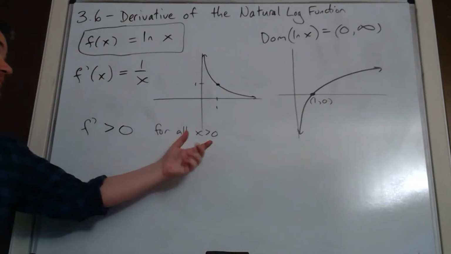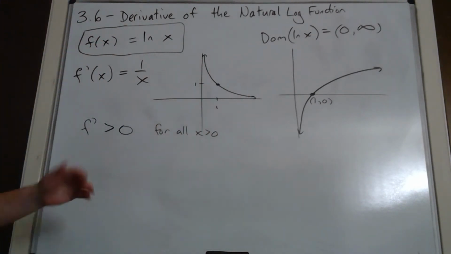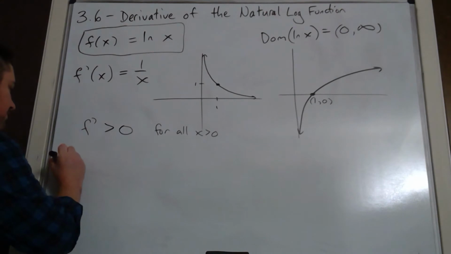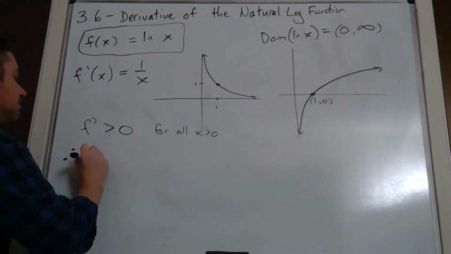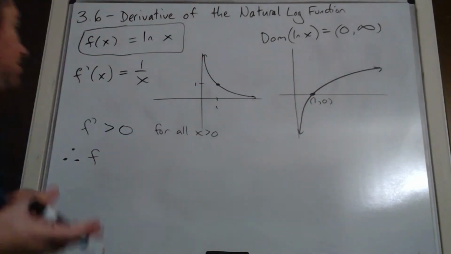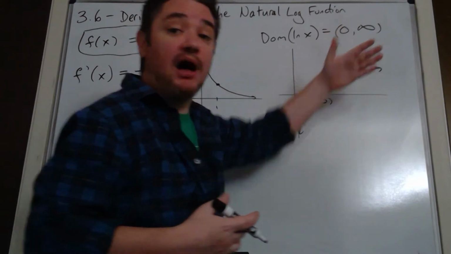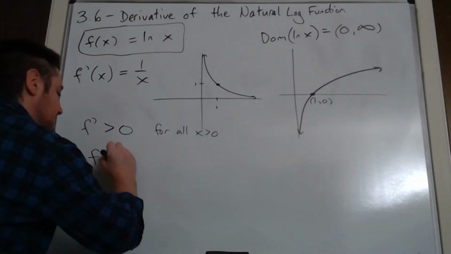So that's speaking about the domain. In other words, when x is positive on this side of my y-axis, the derivative is always positive, which means the original function is always increasing, meaning it's moving up as we move to the right. Because a positive derivative means the slopes of those tangent lines are positive. So that means f is increasing.